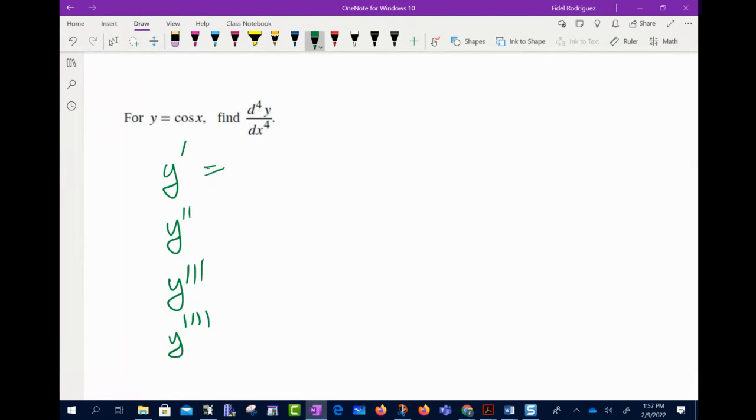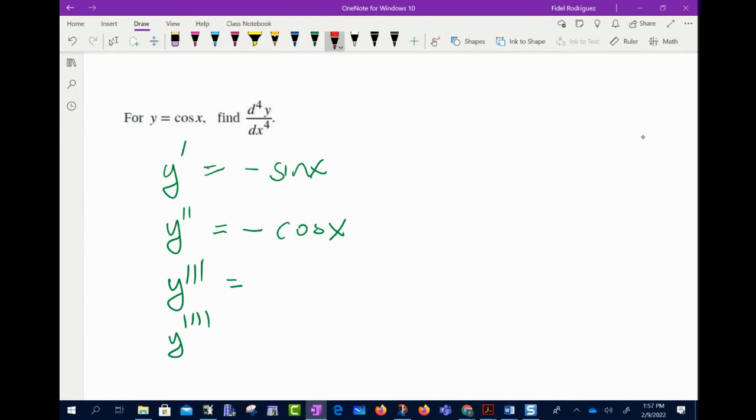Let's take a look. Y equals cosine x. What do we say the derivative of cosine is? Negative sine x. Excellent. Now, let's take the second derivative. What's the derivative of a sine? Cosine, right? So I already have that negative there, so it's still going to stay negative cosine x.